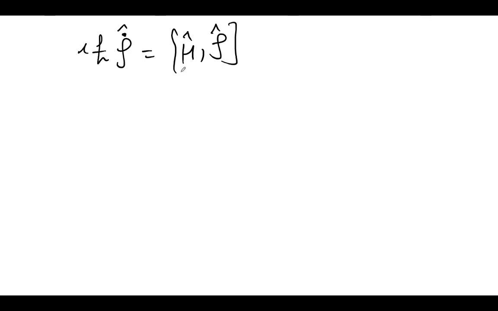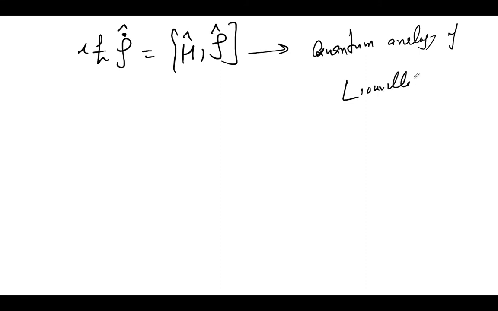So when these commute, the overall density of this whole ensemble is constant. This equation is the quantum mechanical analogy of the classical Liouville equation that we derived in unit number 1.